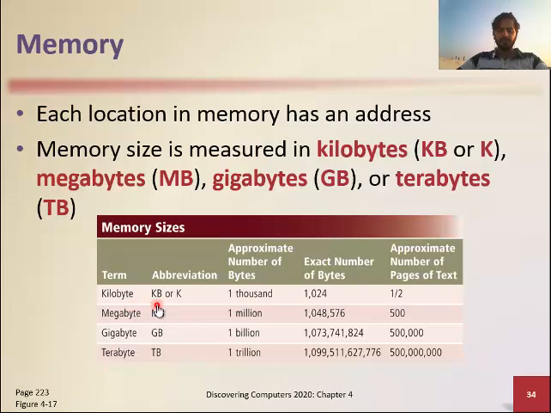Here is one of the tables available. A kilobyte is approximately equal to 1024 bytes, and it stores approximately 1.5 pages. Similarly, a megabyte is equal to this number, and we can store approximately 500 pages when working with megabytes.